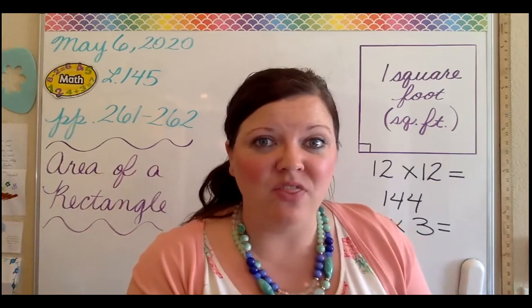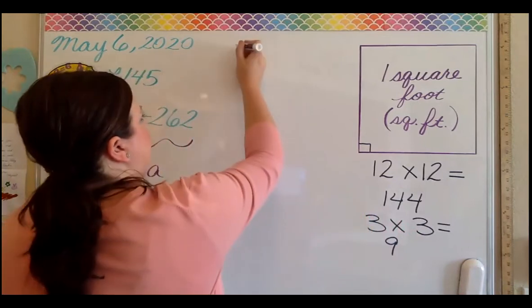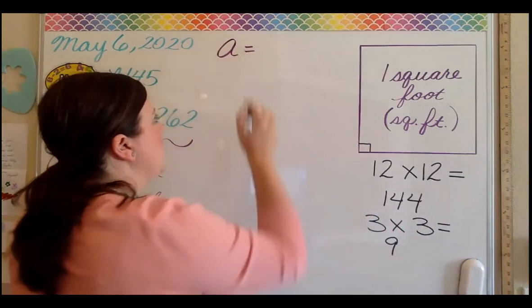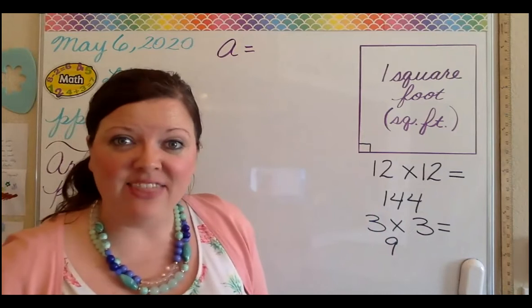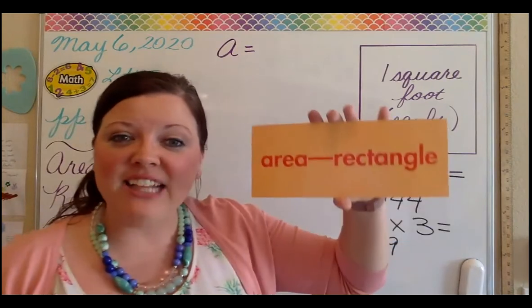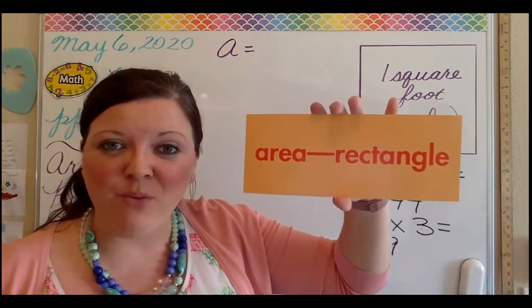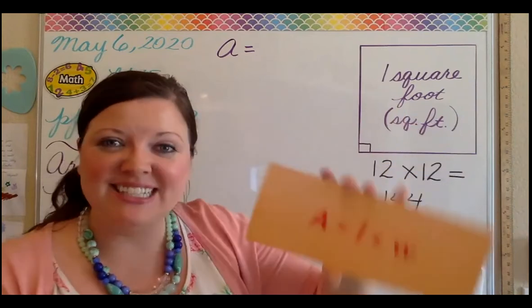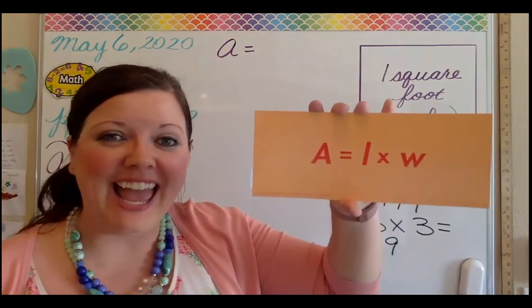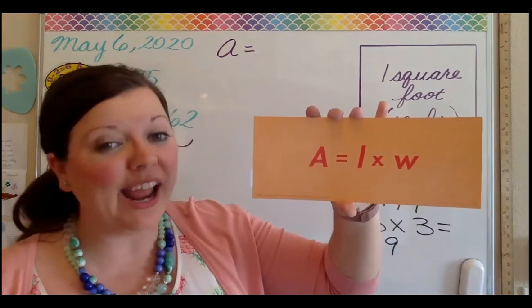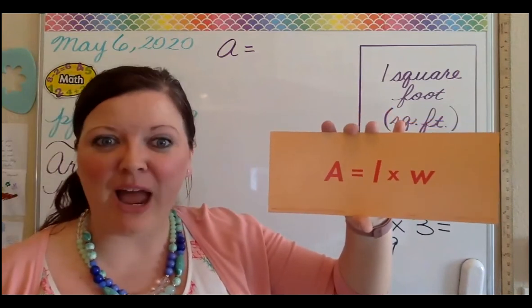Let me show you what that means. We're going to have a formula today that we're going to be working on, and that's the formula for finding the area of a rectangle, and that is A equals L times W, or area equals length times width.